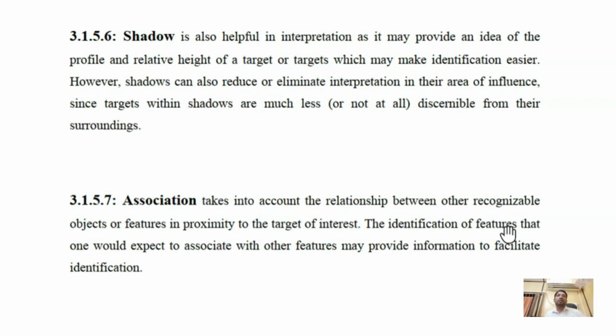Association takes into account the relationship between other recognizable objects or features in proximity to the target of interest. The identification of features that one would expect to associate with other features may provide information to facilitate identification.